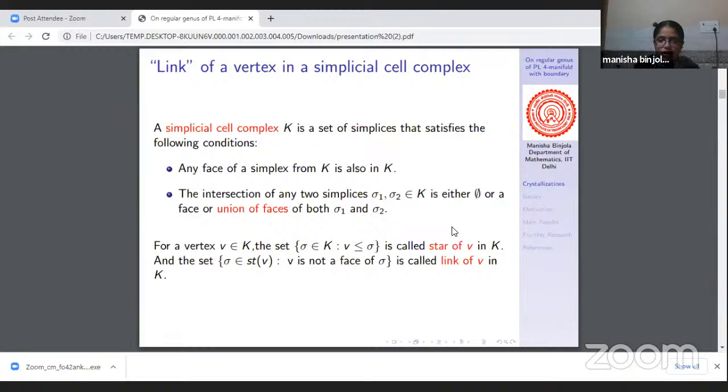Now I define the star of v. Let v be any vertex. Then we take the collection of all simplices which have v as a vertex, and we call this collection the star of v. Now we take the simplices from the star of v which do not have v as a vertex. Then we call this collection the link of v.